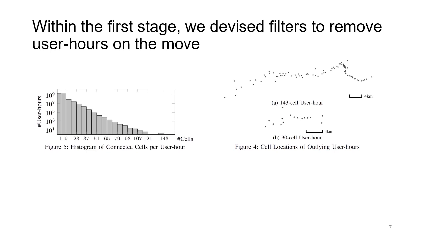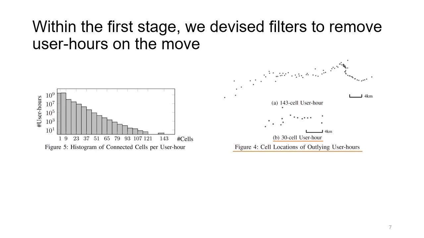Figure 4 and 5 are some of the data exploratory results we've done on the topic. Figure 5 on the left is a histogram of the number of connected cells per user hour. Note that its y-axis is in logarithmic scale. Figure 4 on the right shows the location of every cell for 2 outlying sample user hours. On subfigure A, a user has connected to 143 cells within an hour, which is on the extreme end. In subfigure B, the user connected to 30 cells within an hour.